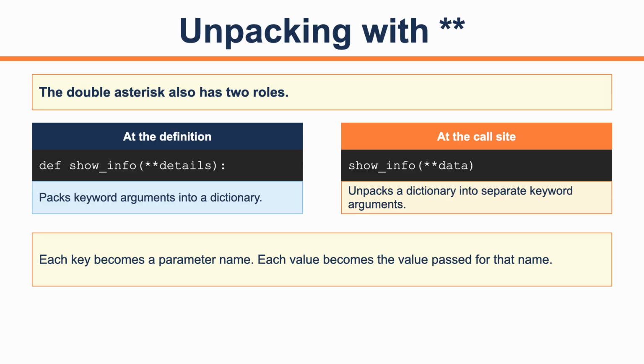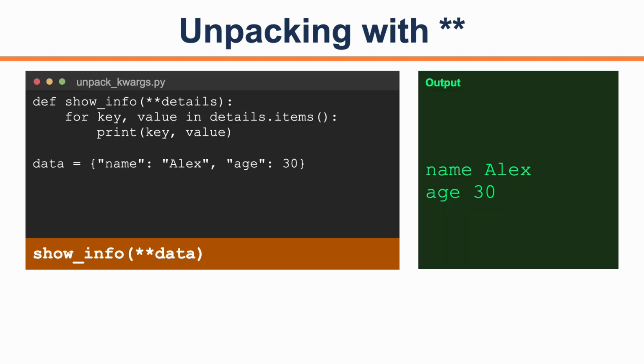Dictionaries can be unpacked in the same way using 2 asterisks at the call site. It unpacks a dictionary and spreads each key value pair out as a separate keyword argument. This lets you pass a dictionary to a function that expects named arguments. A dictionary holds name and age as its keys. Passing it to showInfo with 2 asterisks in front unpacks it into keyword arguments. The function receives name and age exactly as if you had typed each one out individually at the call site.